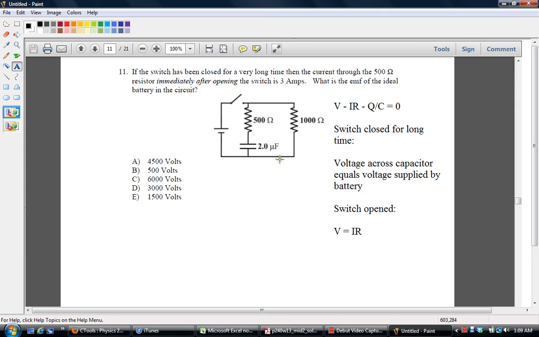And using the loop law, we know V minus IR equals 0, or the voltage of the capacitor equals the current through the circuit times the sum of the resistances. We know the current is 3 amps. We know the sum of the resistances is 1500 ohms, and that means the voltage of the capacitor is 3 times 1500 equals 4500 volts. As we mentioned, this equals the voltage supplied by the battery, so the answer to this question is A, 4500 volts.